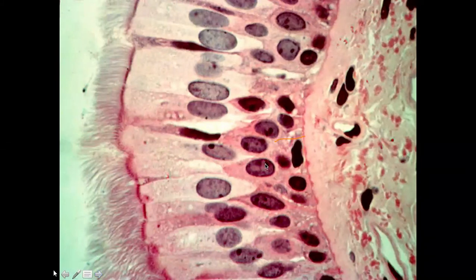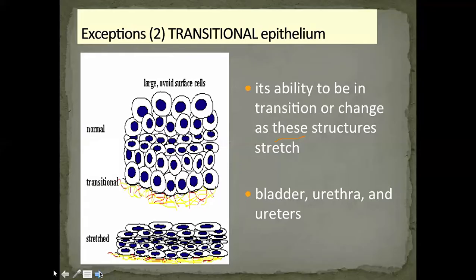So, another picture. It appears as stratified, but if you look at that, they have a connection to the basement membrane. I'm sorry. Then, this is also called a pseudo-stratified columnar epithelium. So, another exception is what we call a transitional epithelium.